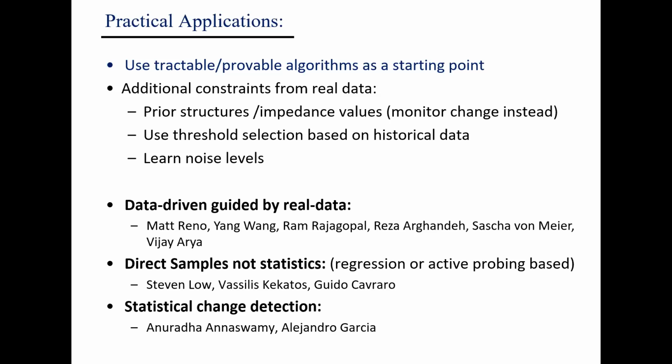Similarly, instead of doing just learning, you can also do statistical change detection. So you can not just look at the graphical model, but you can look at changes in the graphical model itself. And there's been work done by Alejandro and Anwada and others, where you can look at such change detection and answer questions like, if there's a line fault, how long should I wait before deciding that the data is abnormal enough that I should inform the system operator that a line might have gone off and where that line could have been.